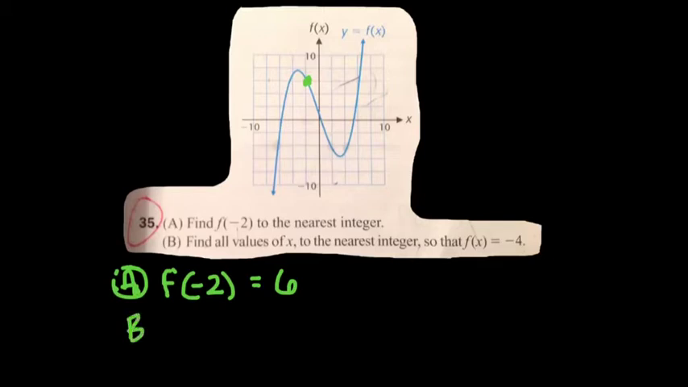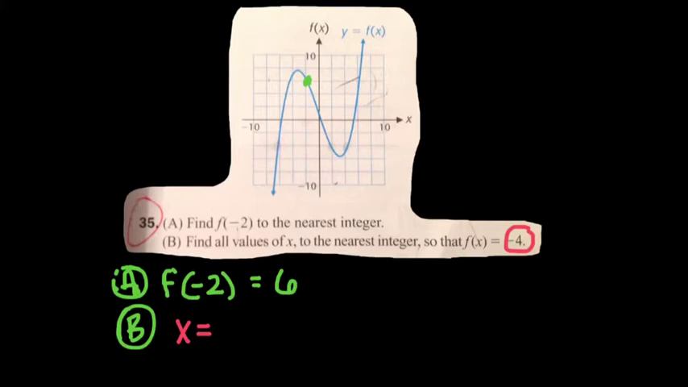For part B, I'm asked to find all the values of x to the nearest integer so that f of x is negative 4. This time I am given f of x, which is y. In other words, this negative 4 would be the y coordinate. So I need to know all the values of x that make f of x equal to negative 4. In other words, where are the points that are something comma negative 4? If I find negative 4 on the y-axis, negative 2, negative 4, here's negative 4. All of these points along this horizontal line are something comma negative 4. So I just need to figure out what those x values are.